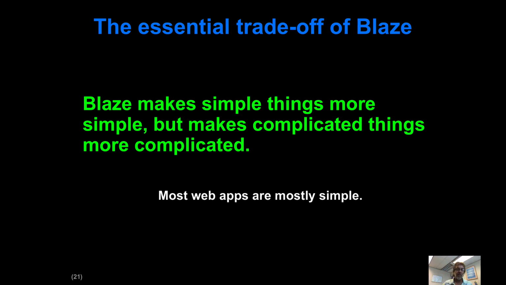On the other hand, when you start trying to do complicated things in a web app, and this inter-component state communication is a good example, then with Blaze you start to fight against it to make things work exactly as you want, and then a template language like React might be a better choice. But I will say that most web apps, most of the time, are mostly simple. So Blaze really handles a lot of the use cases pretty well.